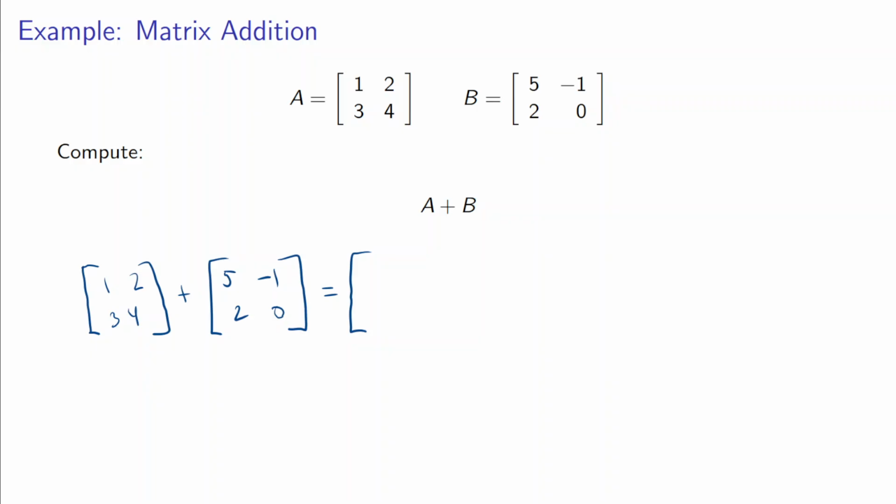And the result will be the 2 by 2 matrix we get by just adding together each column as if we were adding vectors. This really boils down to just adding together these matrices component-wise. So in this top left, we'd get 1 plus 5, and then 2 plus -1, and then 3 plus 2, and then finally 4 plus 0. And so the final result here would be the matrix 6, 1, 5, 4.